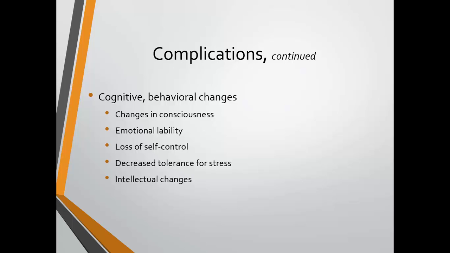Alright, your cognitive and behavioral changes. They have changes in consciousness, which can be from mild confusion to coma. Emotional lability, so they may laugh or cry inappropriately. Loss of self-control is manifested by behavior like swearing or refusing to wear clothing, so it's all just kind of bizarre behavior, which is not normal for them. Decreased tolerance for stress results in anger or depression. Your intellectual changes, they may have memory loss, decreased attention span, poor judgment, inability to think abstractly.